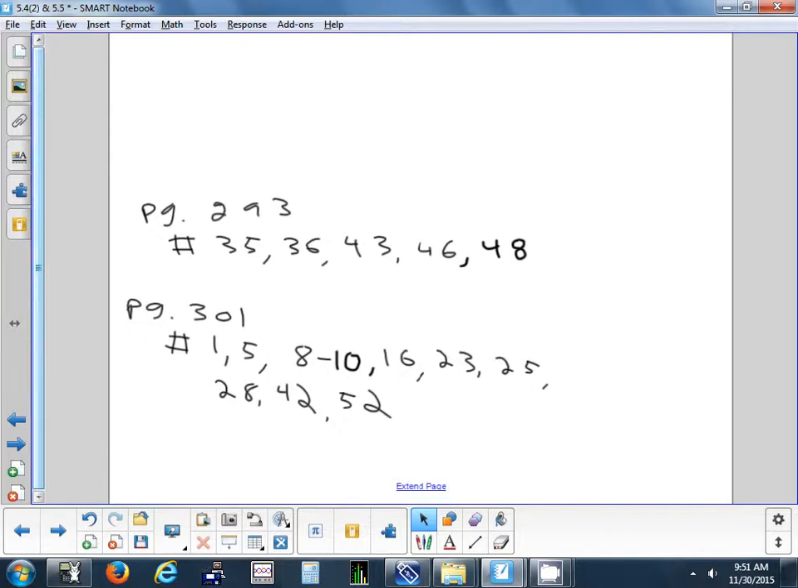All right, so from the first part, 5.4, okay, on 293. Okay, try 35, 36, 43, 46, and 48. Okay, 48 we actually did in class. That was a power model. That's the second one I went over with you. So if you wrote that in your notes, you already got that one. Page 301, it says 1, 5, 8 through 10, 16, 23, 25, 28, 42, and 52. Okay, we'll take a look at that tomorrow, and then tomorrow we'll start chapter 6.